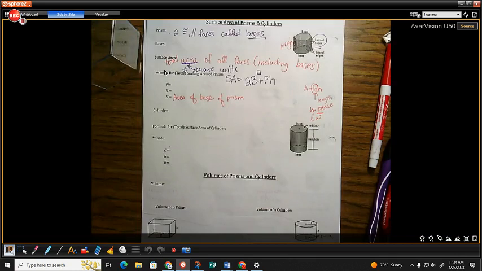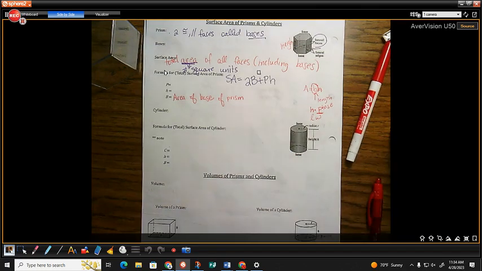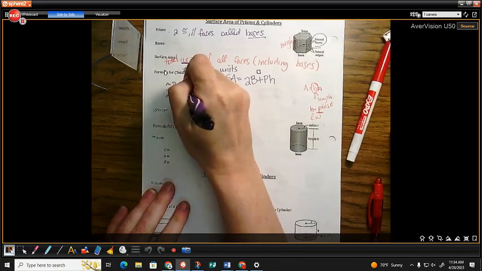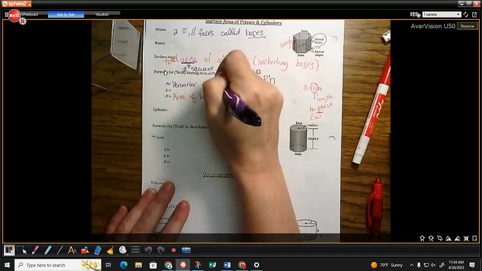rectangle. And this is why I'm very impressed with people who can do topology and 3D geometry, because I have to wrap my brain around this, and my brain doesn't do this super great. Okay? And so I have to do the perimeter of the base.